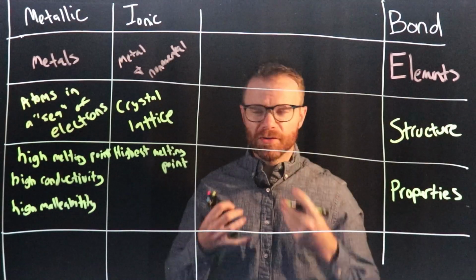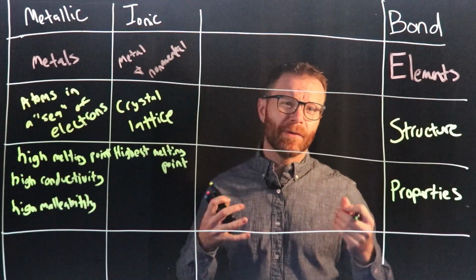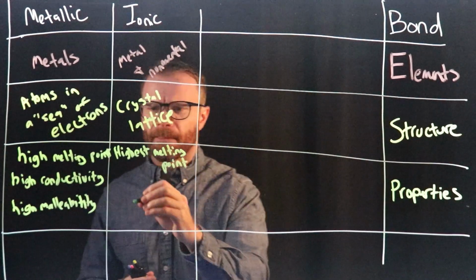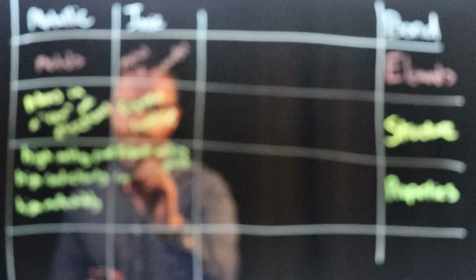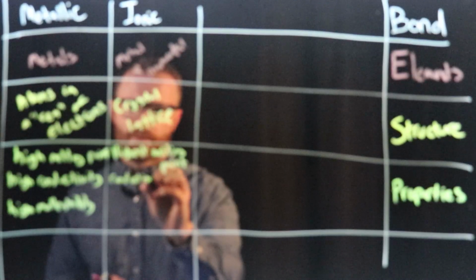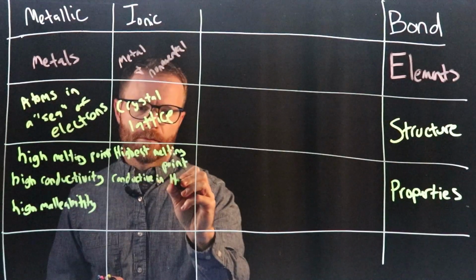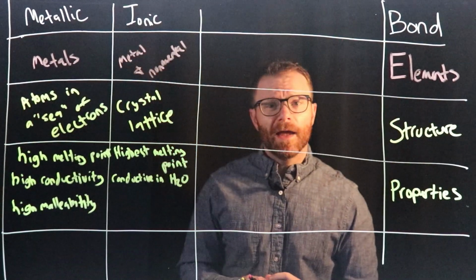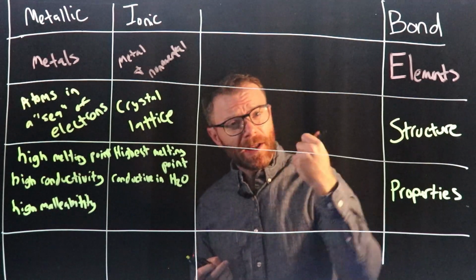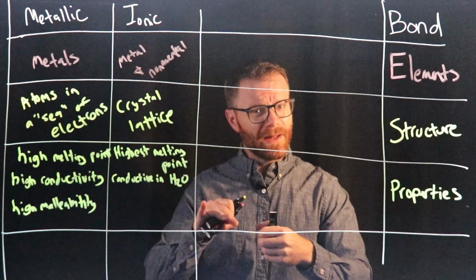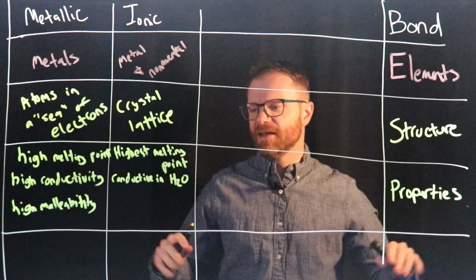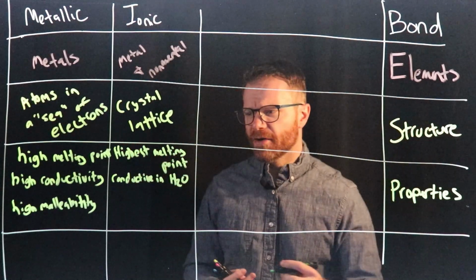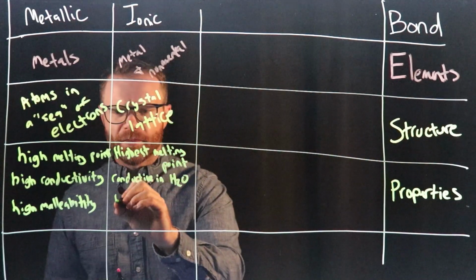Ionic compounds do conduct electricity, but only when they're dissolved in water. And if you think of a crystal, if you hit it with a hammer, it's not going to be malleable. It's not going to form a sheet. It's going to break apart and shatter. And that's exactly true. Ionic compounds are brittle.